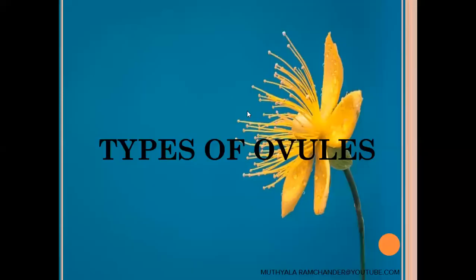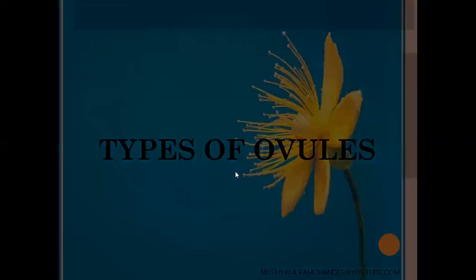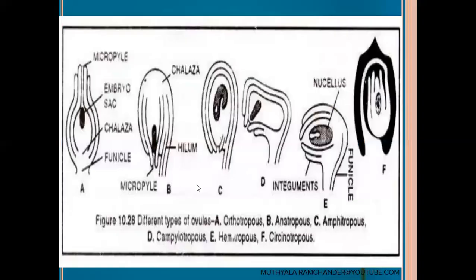Now, we discussed the types of ovules. The following types of ovules are here: Orthotropous ovules, Anatropous ovules, Amphitropous ovules, Campylotropous ovules, Hemitropous ovules, and Circinotropous ovules. The first one is the Orthotropous ovule.